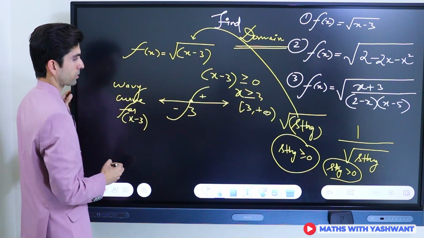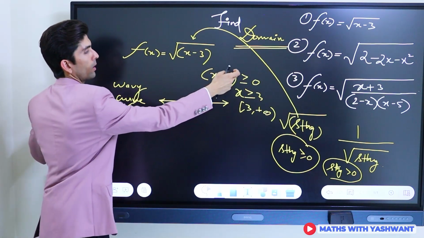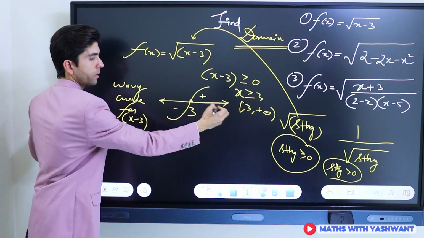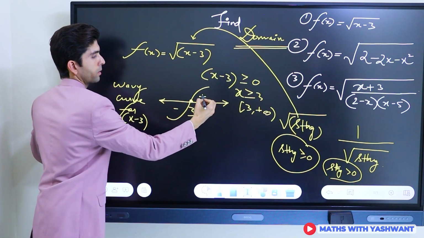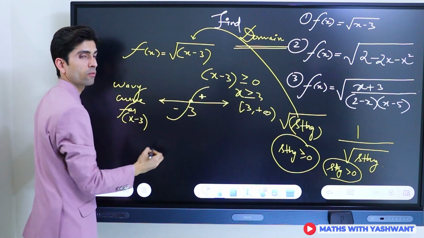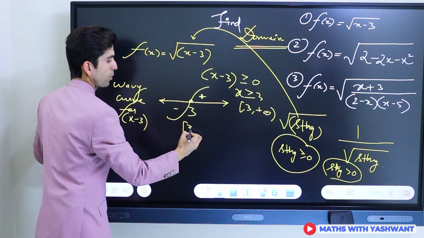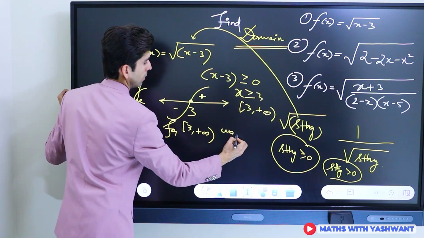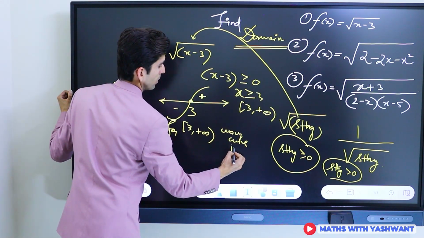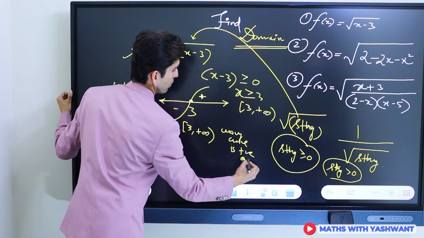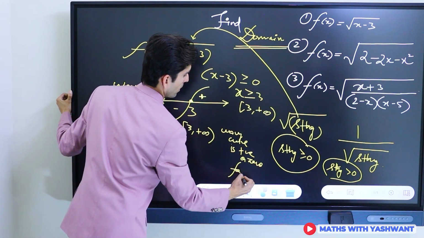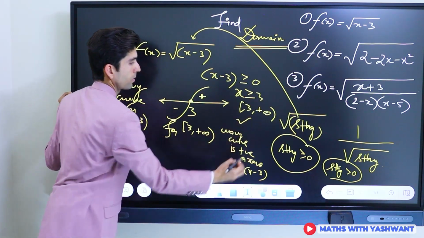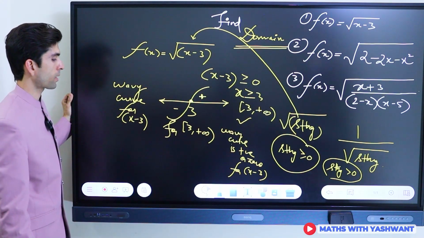So this wavy curve is for x minus 3, and we have to make sure that x minus 3 is greater than or equals to 0. So you can see here that if you take any value of x from the right side of 3, the wavy curve is above the number line. At 3, the wavy curve gives you a value 0. So for 3 to positive infinity, the wavy curve is positive or 0 for x minus 3. So this is the domain for square root of x minus 3.